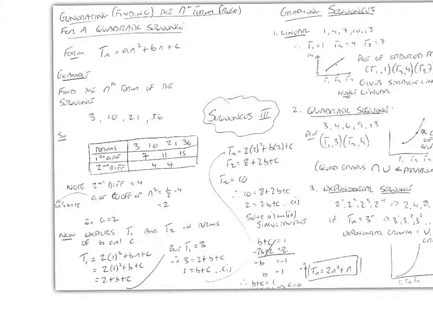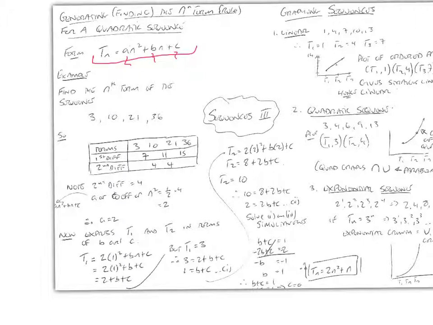So how do we find or generate the nth term rule for a quadratic sequence? Well, the nth term rule for a quadratic sequence is given by Tn equals an squared plus bn plus c. Okay? So we'll work with this and hopefully it'll become clear.